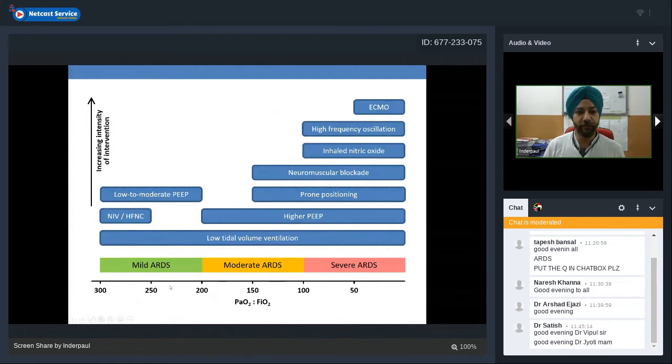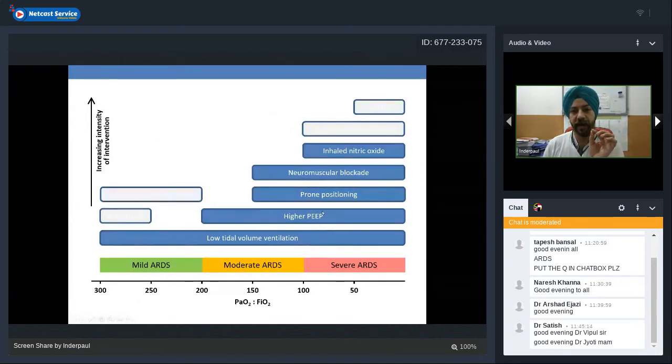What I'm going to talk about today is restrict myself to tidal volume, the ventilation strategies, how to set PEEP, what is the role of prone positioning and the physiological rationale behind it, whether we should be using neuromuscular blockade, and finally inhaled nitric oxide. Mind you, whether it is mild, moderate, or severe ARDS, low tidal volume ventilation forms the center. It is the most important strategy that till date has shown to reduce mortality in ARDS.